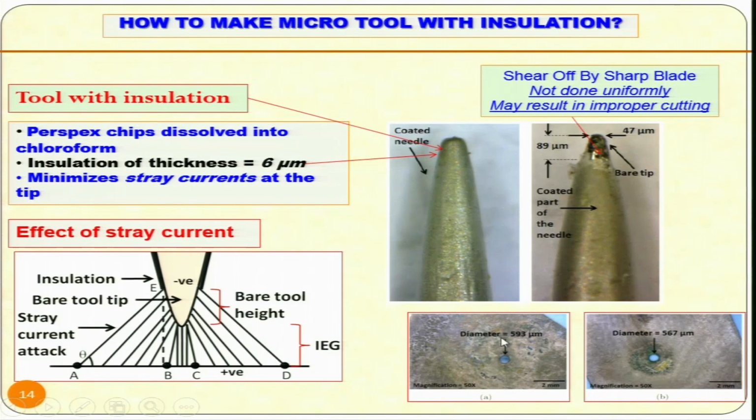This is the diameter of 593 micrometer and this is a diameter of 567 micrometer, but all around this you can see some material has been removed. Here also some additional material has been removed, and this is all due to the stray current attack or stray current effect that I have shown over here. And you have to have minimum bare tool height, so that you don't get too large a stray current affected zone.